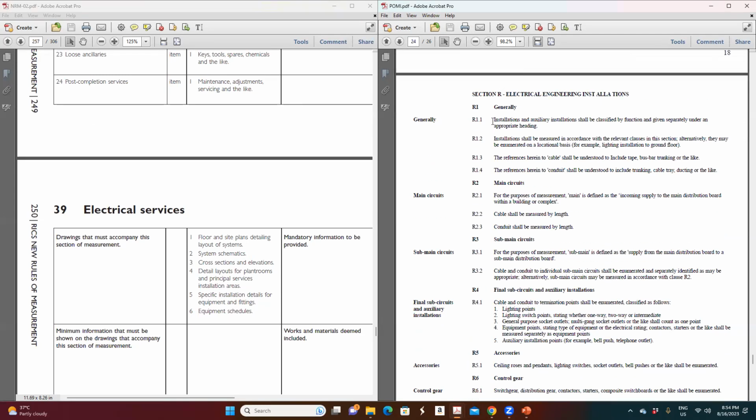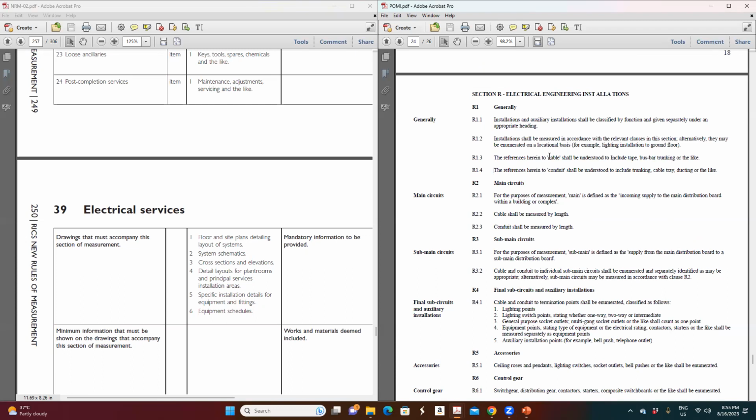Generally, insulation of any auxiliary insulation shall be classified as a function given separately. Approximate insulation shall be measured in accordance with the relevant clause of the section. The reference here to the cable shall be understood to include tapes, bus bars, and trunking and everything. Guys, it's very important. It's according to the POMI.